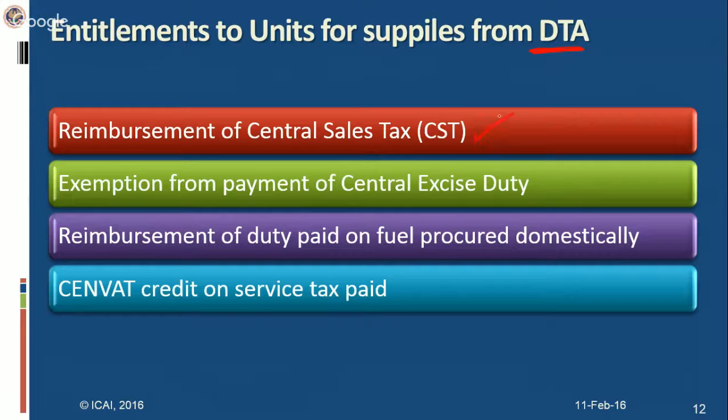In case there is a delay in reimbursement of CST, then interest at the rate of 6% per annum will be payable. This reimbursement should be done within 30 days of receipt of a complete application. So this is just a procedural part once again: within 30 days this reimbursement should be received, and if not received within 30 days, then interest at 6% per annum will be payable.